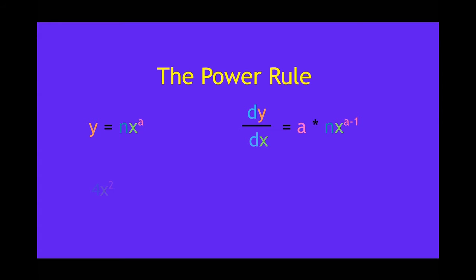Some examples of this are y is equal to 4x squared, then dy over dx would be equal to 8x. And if you had a function like 1 over 100 times x to the negative 100 power, then the derivative of this would be negative x to the negative 101 power.